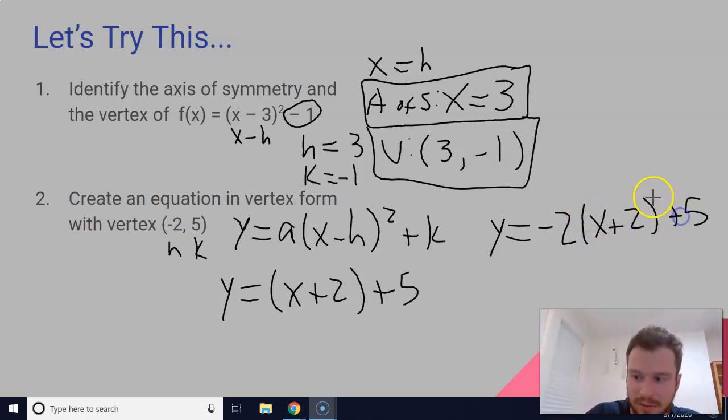And something I forgot was to include the squares right here. Because it's quadratic, that exponent of 2 is crucial. Without that exponent of 2, it would just be a linear function, and that's not what we're talking about right now. So any of these functions I just wrote are okay.